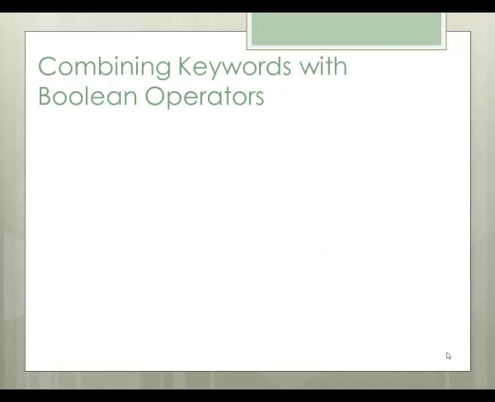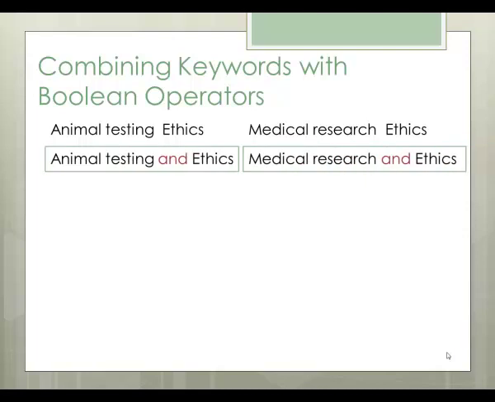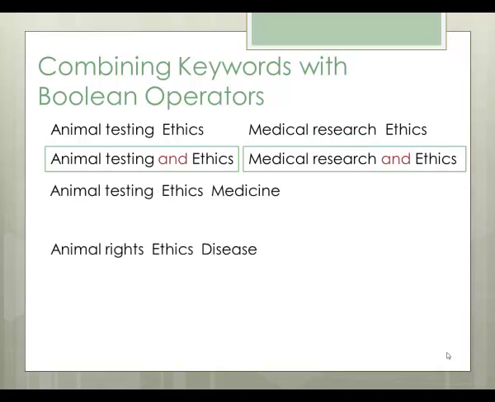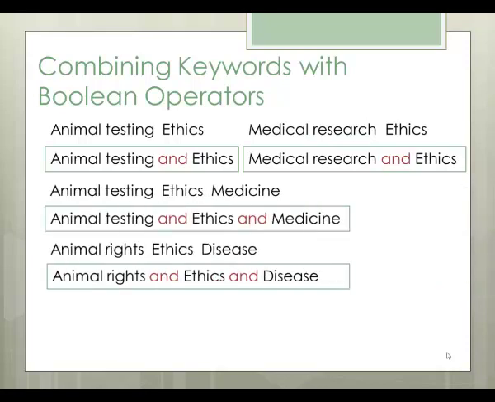Adding "and" to combine animal testing and ethics or medical research and ethics tells the computer that both sets of words must be in the articles retrieved. The more words you combine, the fewer results you will find. For example, adding "ands" between each of these terms means that each of these three terms must be in the articles retrieved. Sometimes, however, "and" is not the best Boolean operator to use.